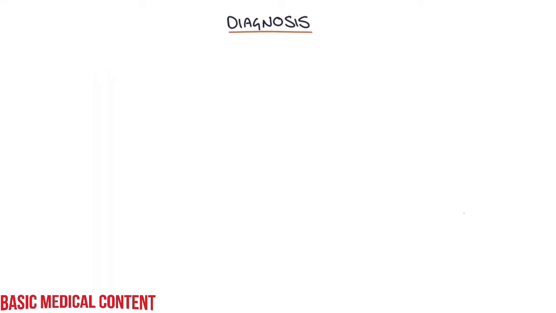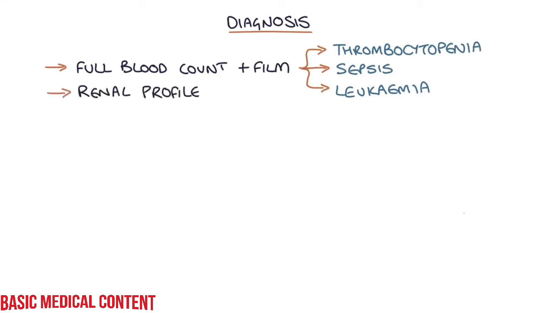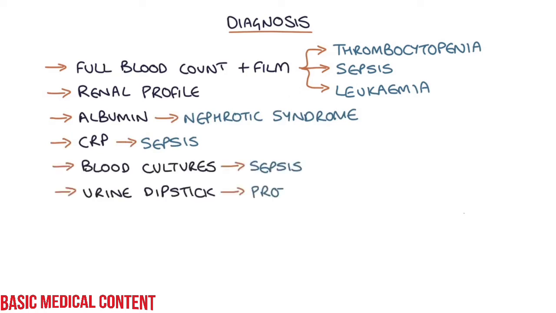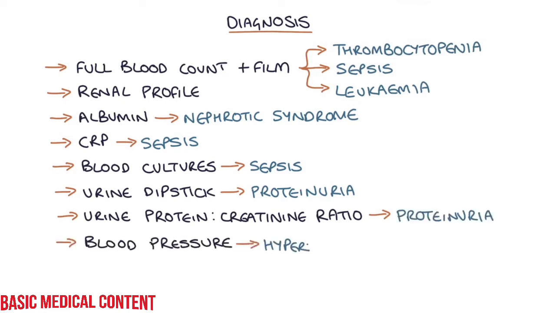Key investigations to exclude other pathology and assess for organ involvement include a full blood count and blood film for thrombocytopenia, sepsis, and leukemia, a renal profile for kidney involvement, serum albumin for nephrotic syndrome, CRP for sepsis, blood cultures for sepsis, urine dipstick for proteinuria, a urine protein-creatinine ratio to quantify the proteinuria, and a blood pressure to check for hypertension.